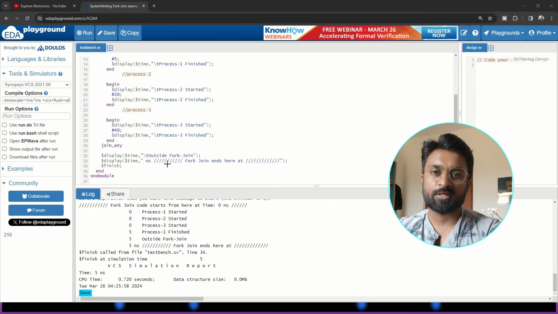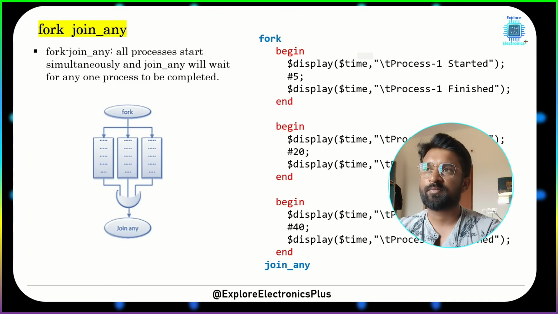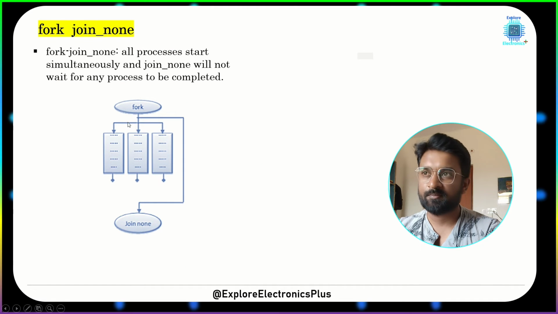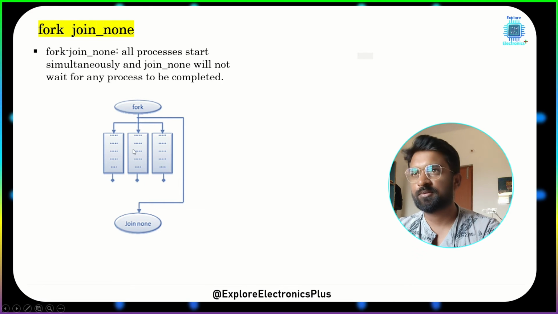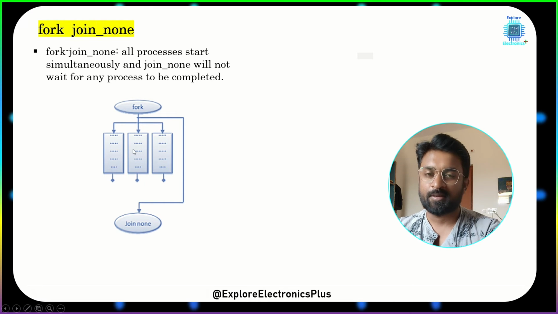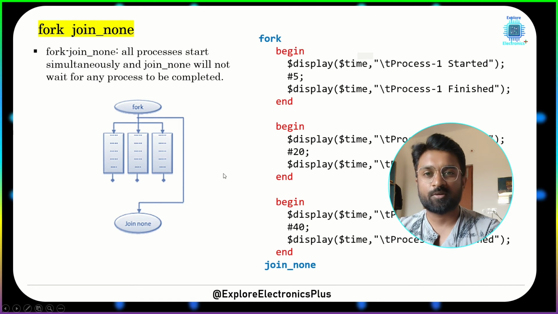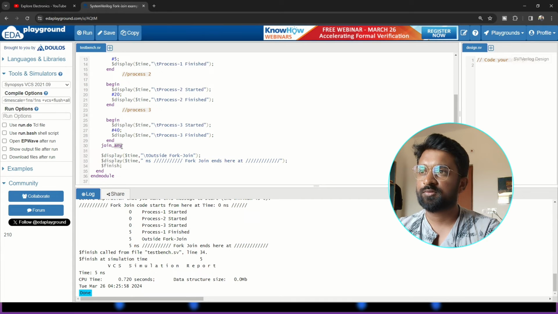Now if we use fork join none for a similar case, what happens? Fork join none again has three processes. It will start the processes at the same simulation time, but it will not wait for any process to complete. It will just come out of the block once they are started. Let us see in the simulation. Now I am going to use join none here for the same example. So let me run this.